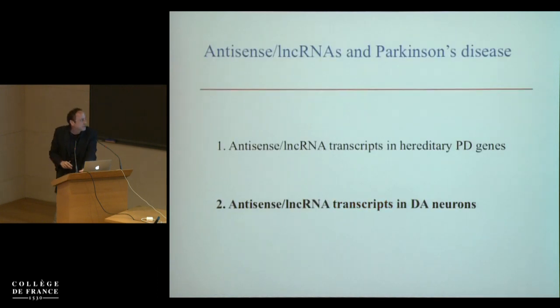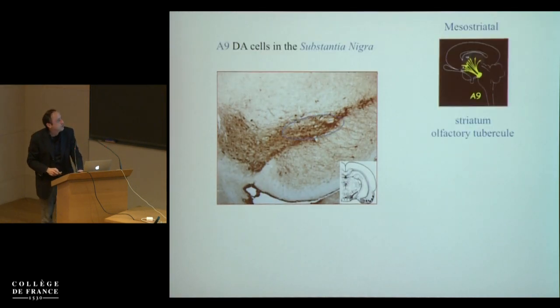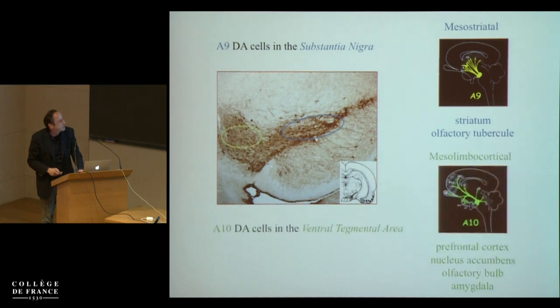Okay, let me go back to the second part of my talk. All of you are familiar with tyrosine hydroxylase, the antibody that decorates dopaminergic neuron soma and dendrites in the mesencephalon of the mouse. And we resorted to laser capture microdissection to try to identify genes differentially expressed between A9 and A10 neurons in the mouse mesencephalon.